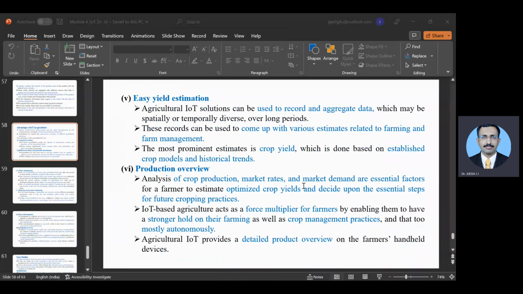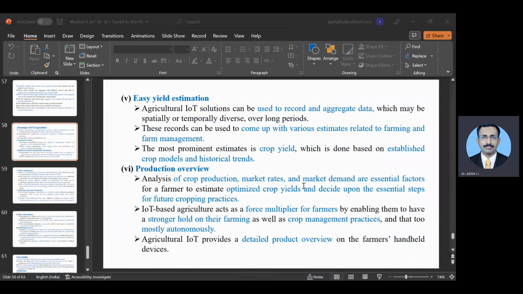First one is automatic grading process. Second one is fertilizers and process. Production.